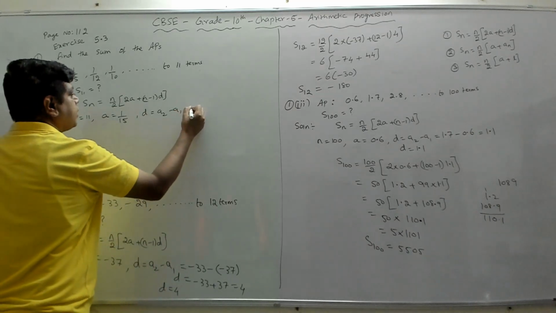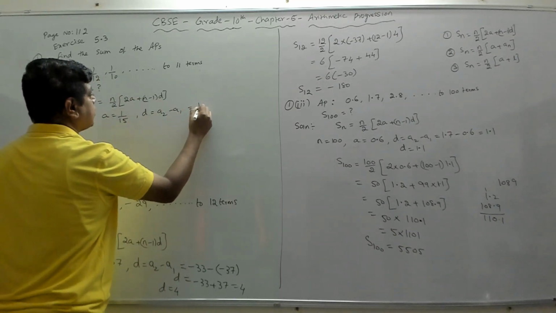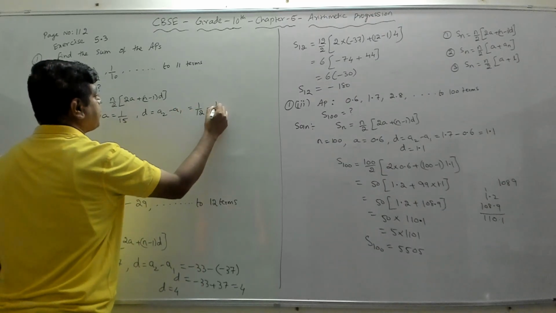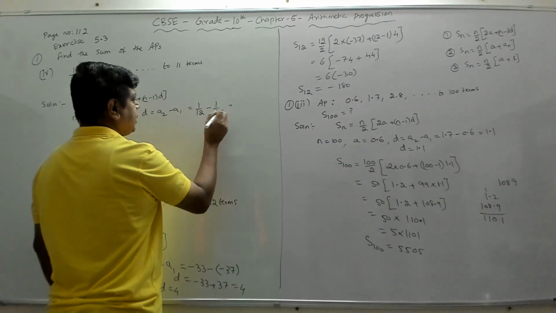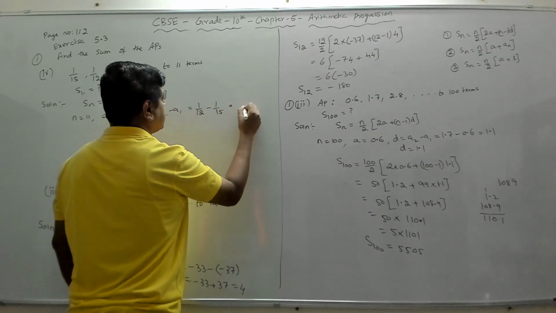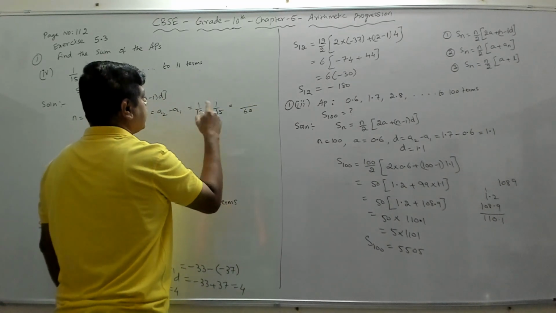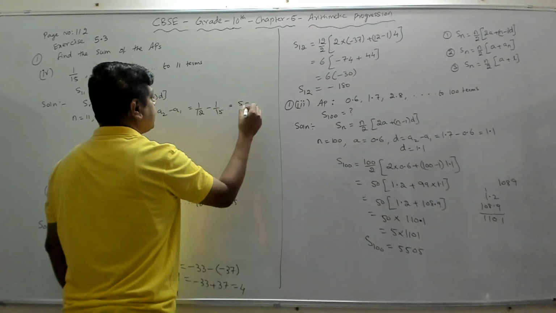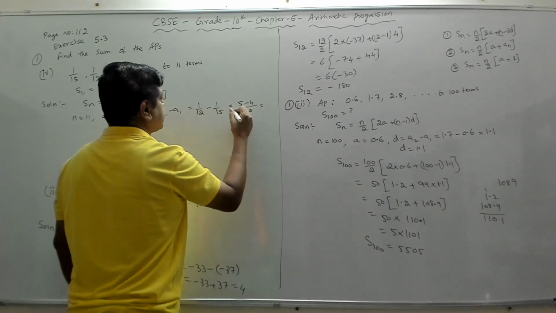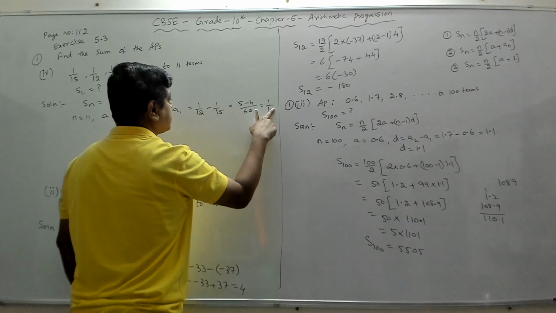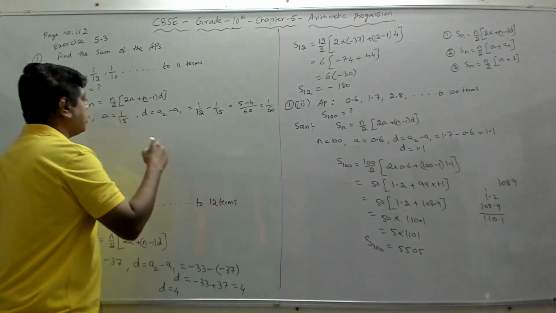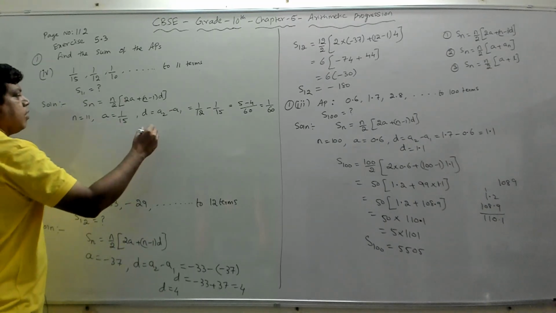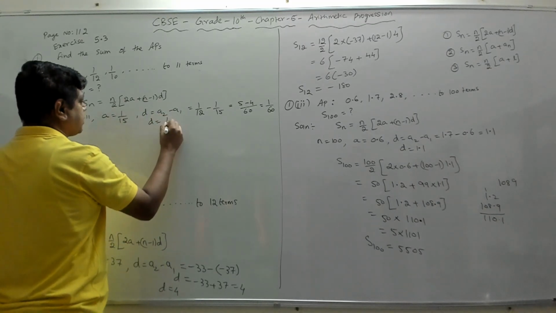So a2 minus a1. a2 is 1 by 12 minus a1, which is 1 by 15. If you take the LCM, it becomes 60. 12 fives and 15 fours are 60. So you get 1 by 60. So that is your common difference d. So d is 1 by 60.